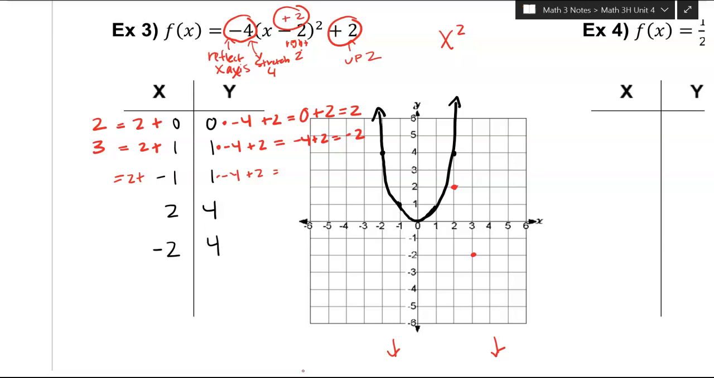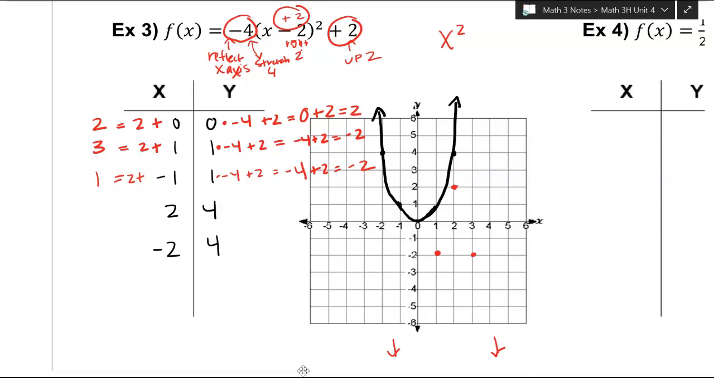2 plus negative 1 is going to be 1. And then negative 4 plus 2 is going to be negative 2. At 1, we're at negative 2. And remember, those should be reflected across each other because our x squared has those points that reflect.